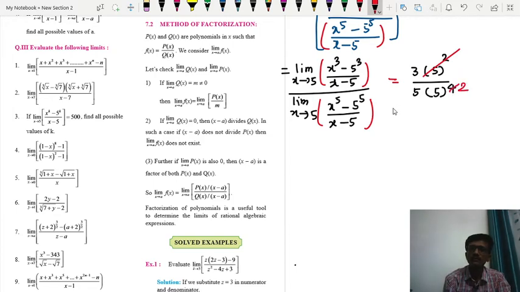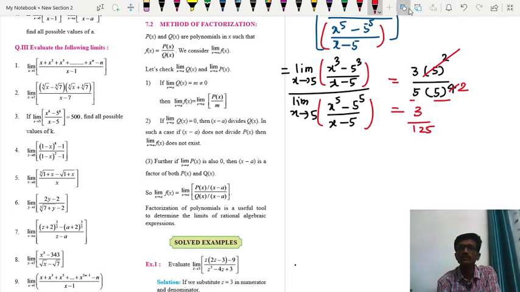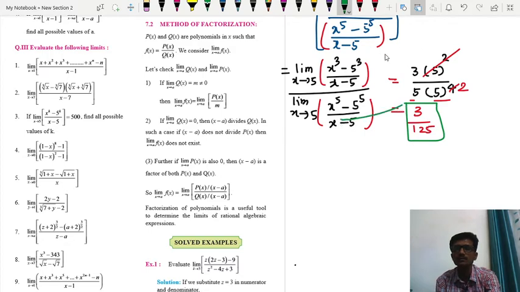Okay, so this will be 3 upon 5 cube, that is 125. It is 5 square and this 5. This will be 3 raised to power 3 upon 125. So 3 upon 125 will be the answer. Okay students? Yes.